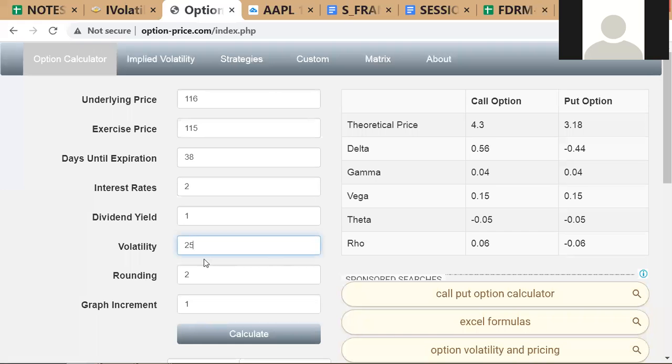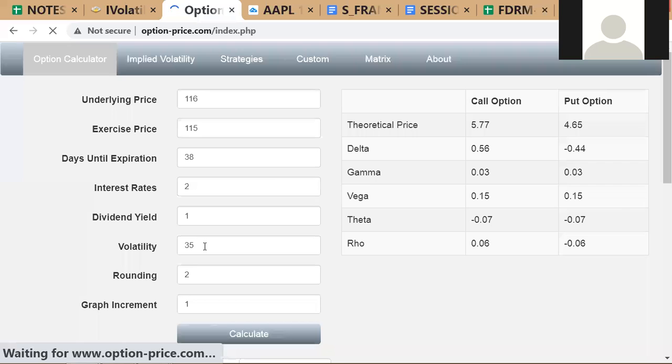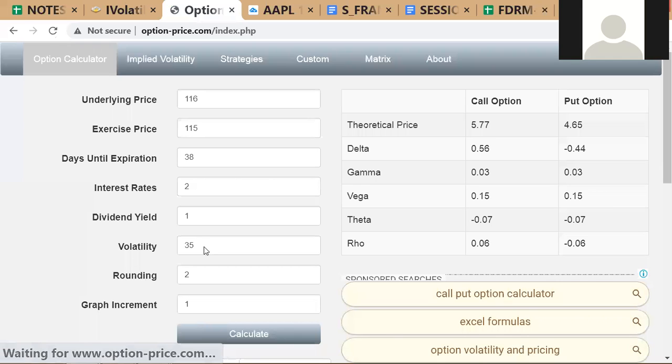So what do I have to do? If anybody remembers, in order to increase my option price from 430 to 580, should I increase the volatility or decrease it? Increase it. Correct. So let's try it. Let's increase to maybe 35. Let's see what happens to the call option. Almost there, almost there.